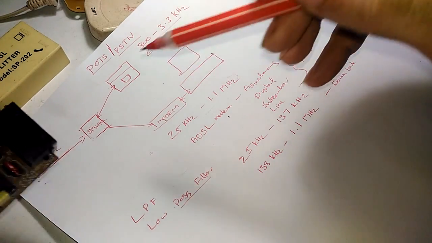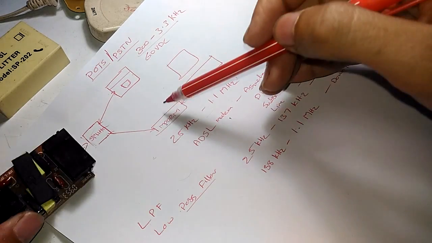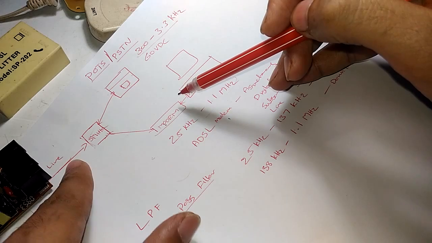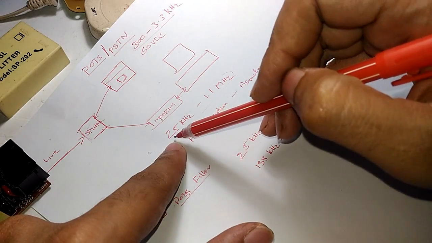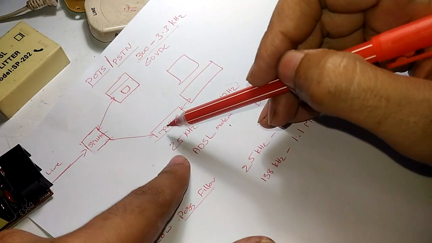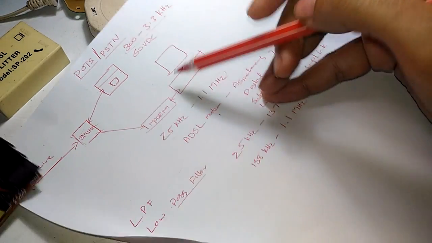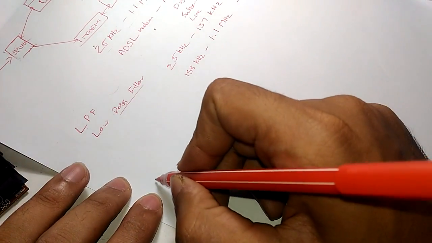I know it. Actually, it is not blocking the transmission between the modem and the transmission line. It is blocking the 25 to 1 megahertz signals from passing to the telephone line. Let me draw it again over here.